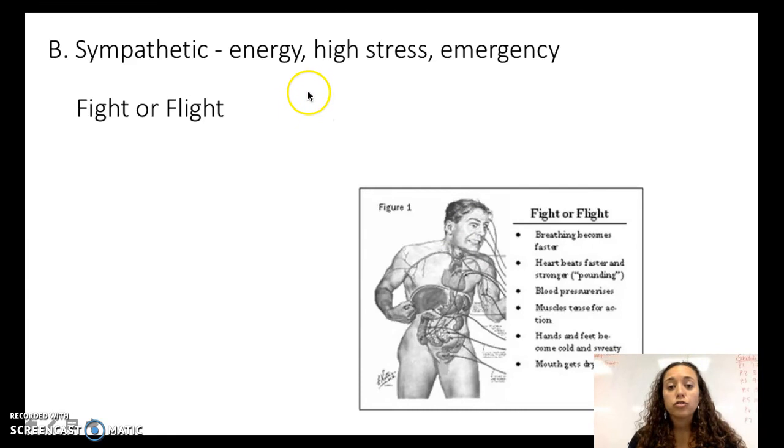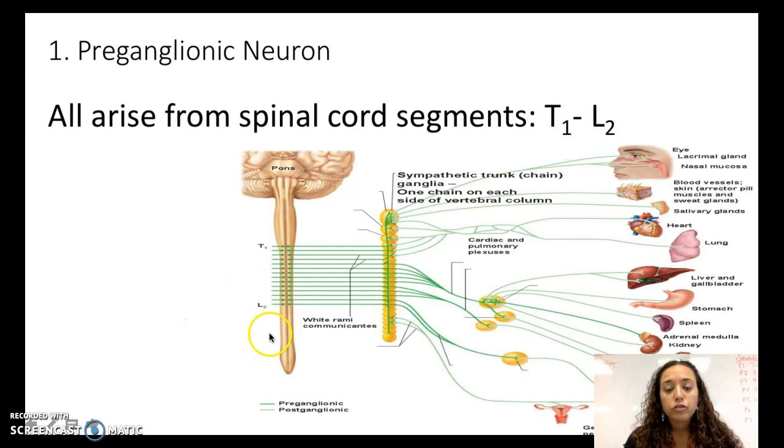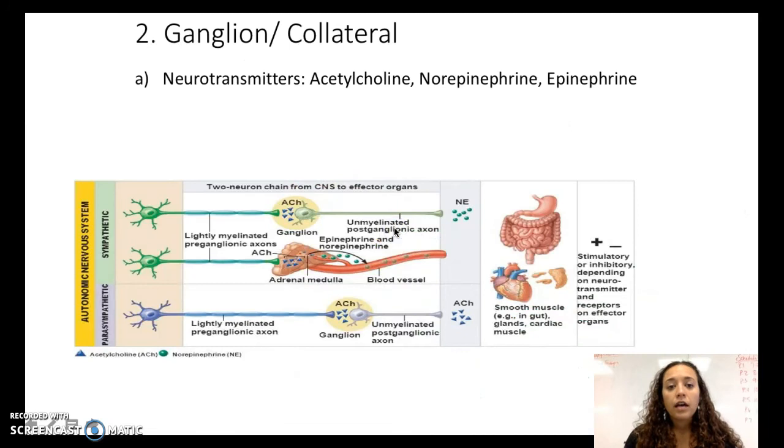So sympathetic is high stress, emergency, fight or flight, exercise. Those are all part of sympathetic. Okay, so preganglion comes from T1 through L2. So not cranial nerves like before, it's just right here in the spine, T1 through L2. You have multiple neurotransmitters: acetylcholine, norepinephrine, and epinephrine. So this right here is parasympathetic, rest or digest, just ACH. But for sympathetic, fight or flight, you have ACH first, and then norepinephrine will be transferred at the end. That's more specific, but just knowing that you have two neurotransmitters is good enough.